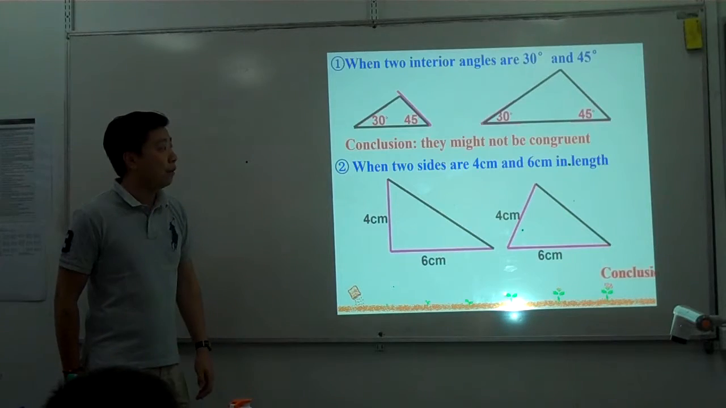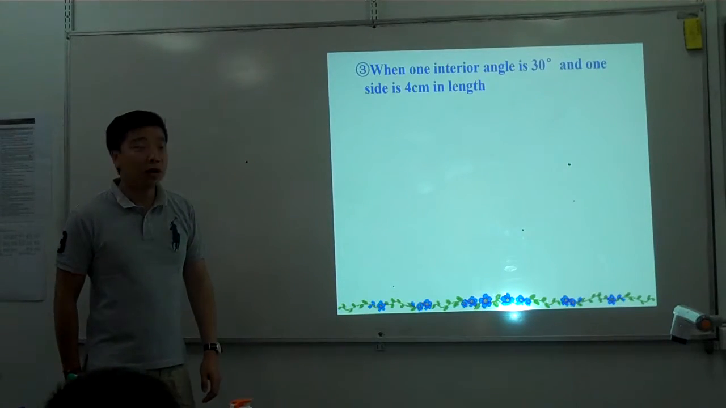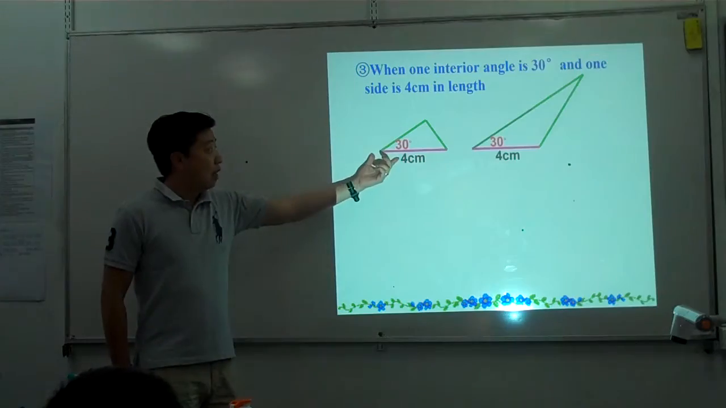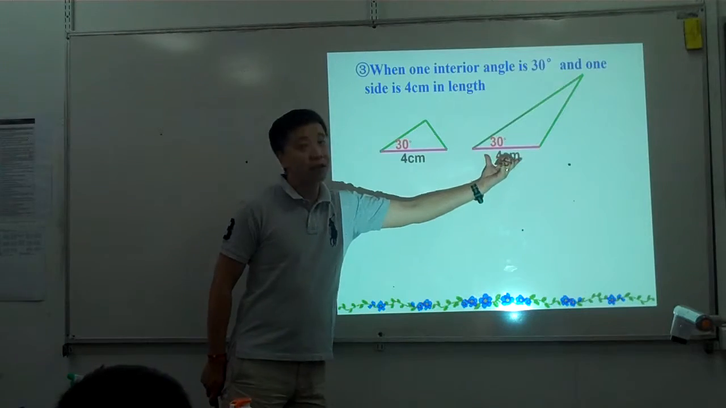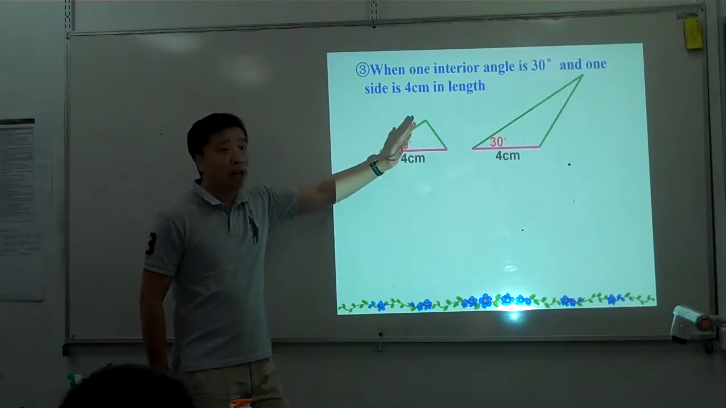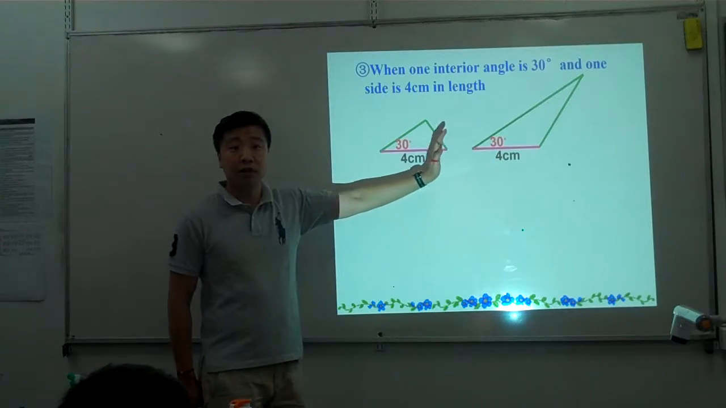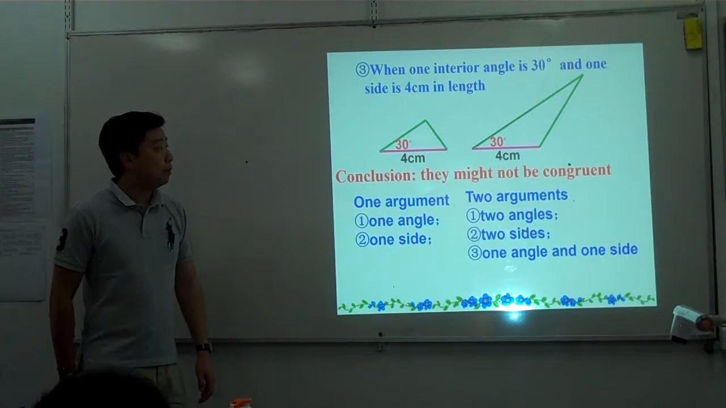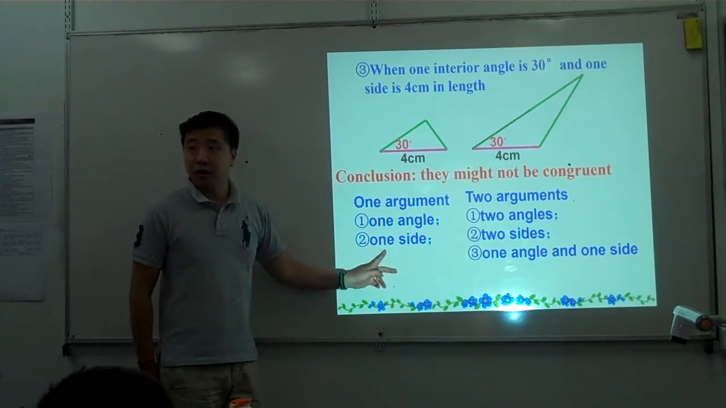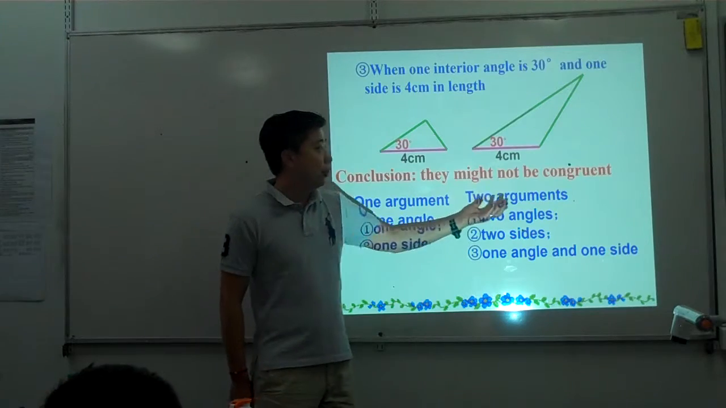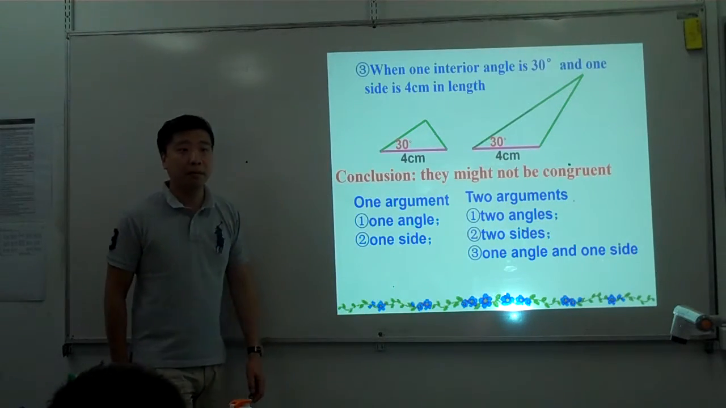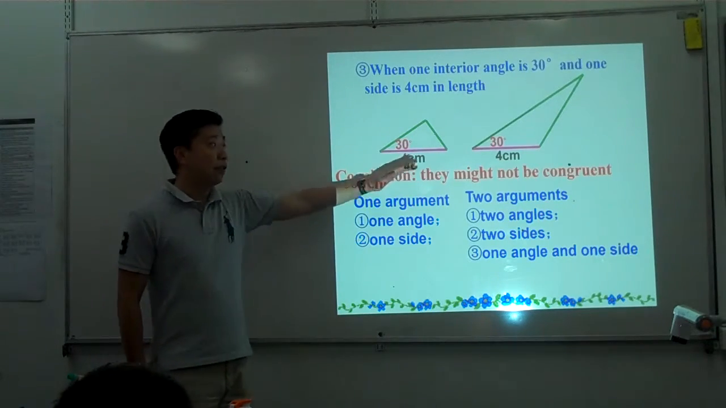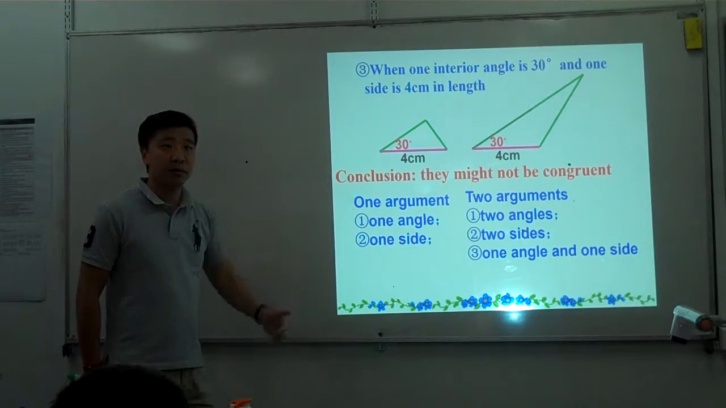And then we move to the next one, 1 angle and 1 side. We have 1 angle of 30 degrees, another angle of 30 degrees, and 4 centimeters here and 4 centimeters here. And then we can see you end up with a different shape. They are not congruent. So 1 angle, 1 side cannot be used. One condition doesn't work, and 2 conditions you still cannot use, because they will end up with different shapes. You will not get the same shape. So that is a problem.